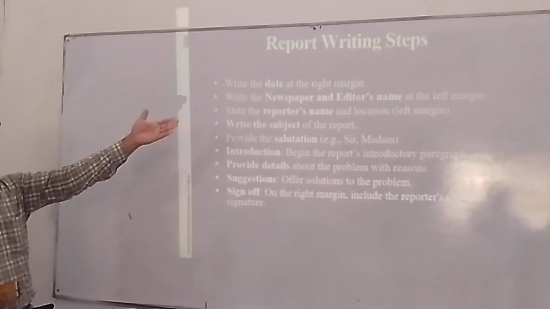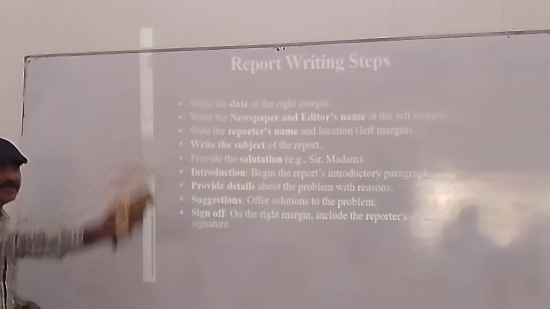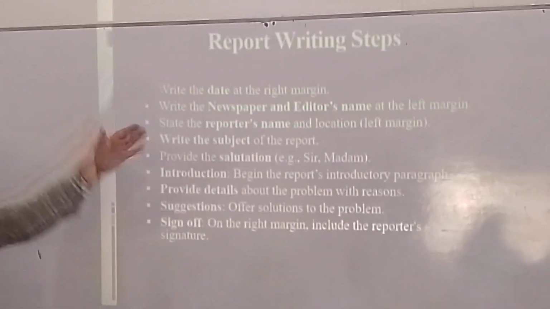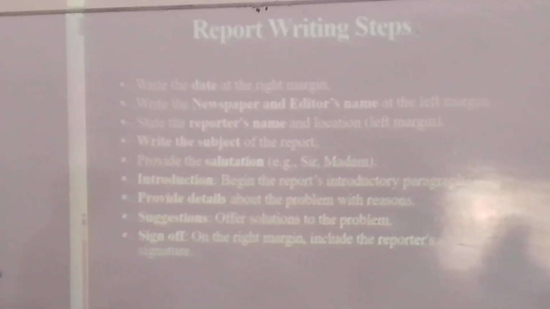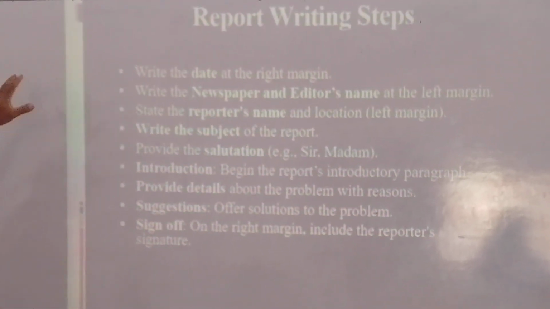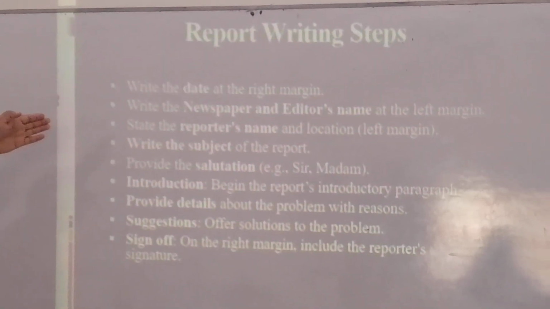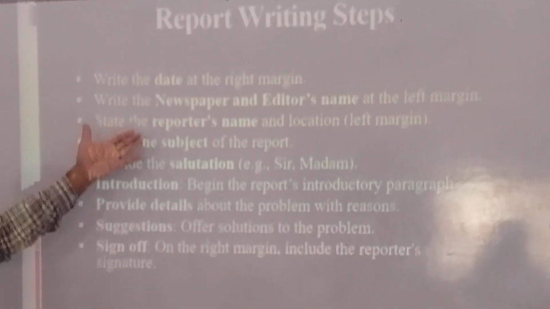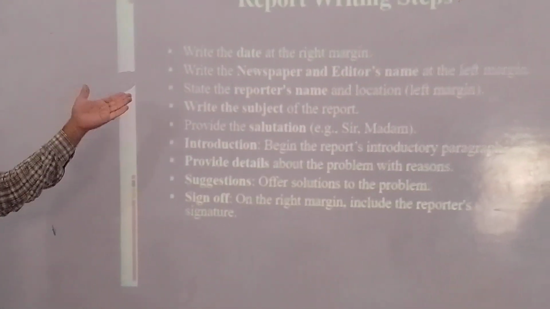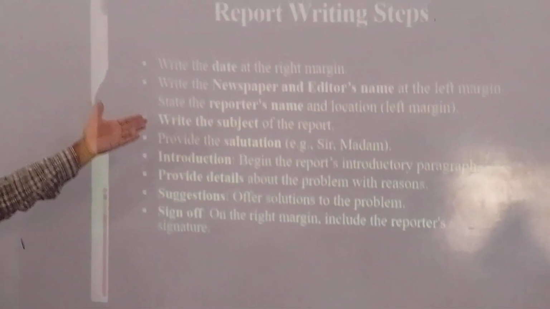Next one, report writing steps. Write the date at the right margin, right side. Clear? You'll have to write the date on the right side of the page. For example, this is the page. Write the newspaper and editor's name at the left margin over here. You have to write the newspaper, the Dawn. Clear? And what's the editor's name? Here like this. Okay. Then state the reporter's name. From to the newspaper, the Dawn.